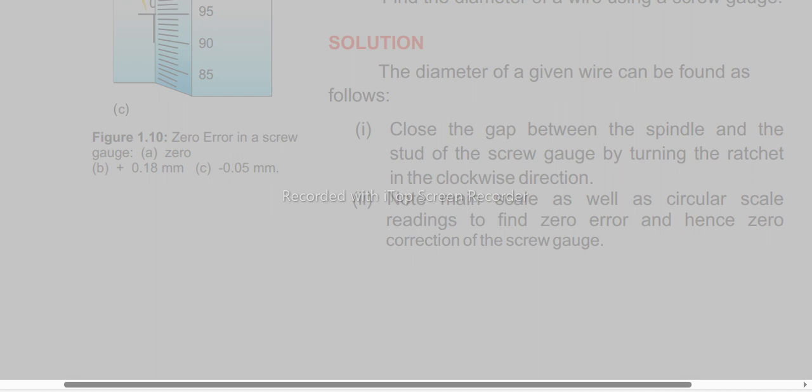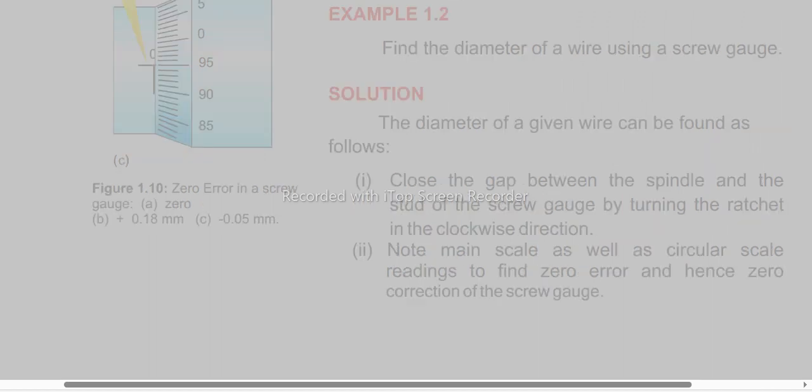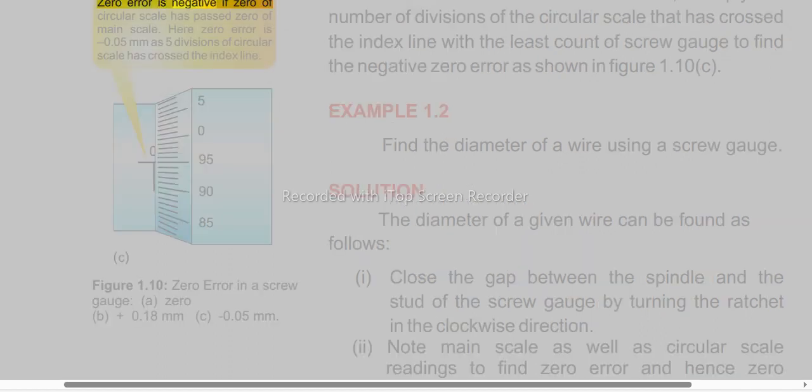Zero error is negative if 0 of circular scale has passed 0 of main scale. Here zero error is minus 0.05 mm as 5 divisions of circular scale have crossed the index line.